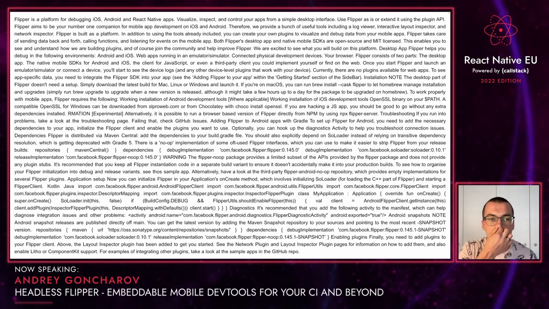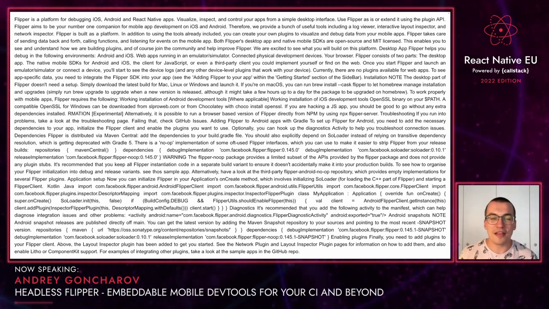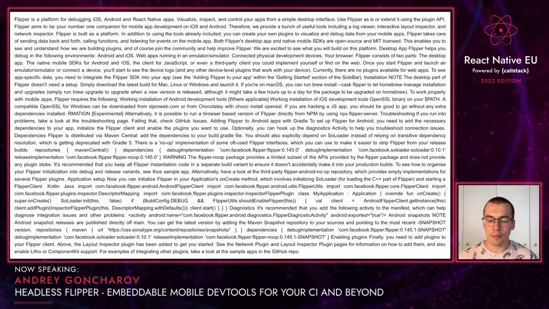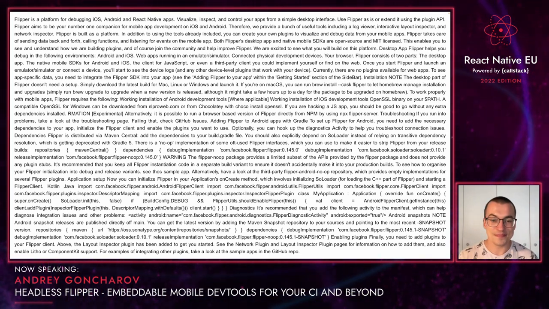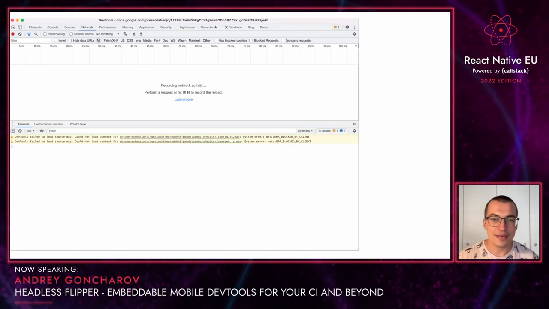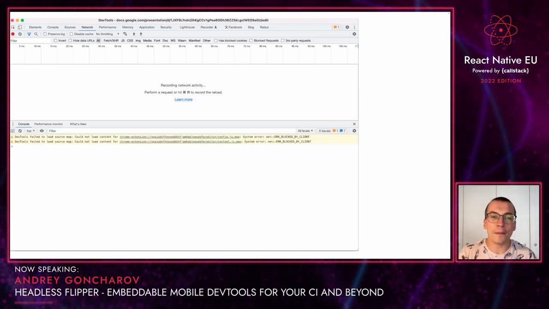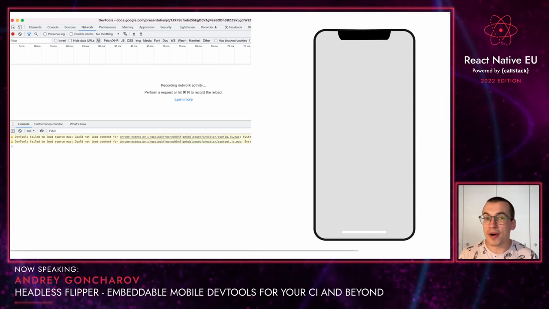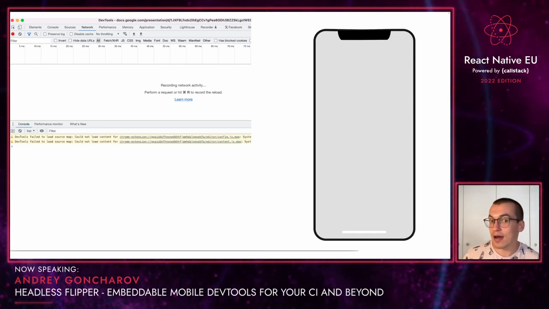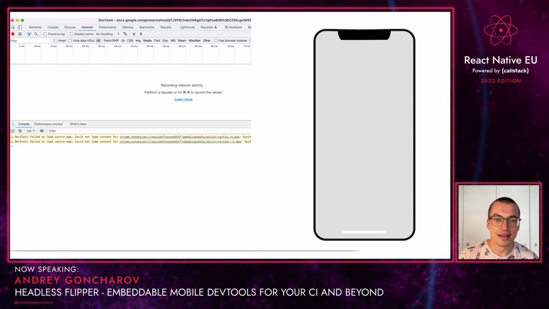Flipper is a platform for debugging iOS, Android, and React Native apps, visualize, inspect, blah, blah, blah. This is clearly a joke. Hopefully some of you had a good laugh. So yeah, Flipper is basically Chrome DevTools for your mobile device and any kind of other hardware.